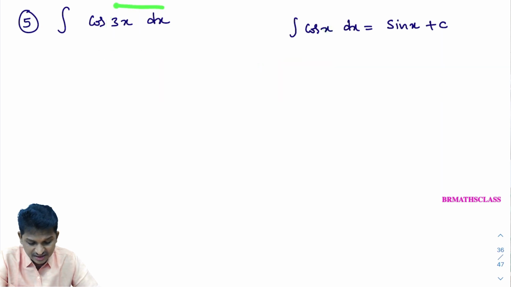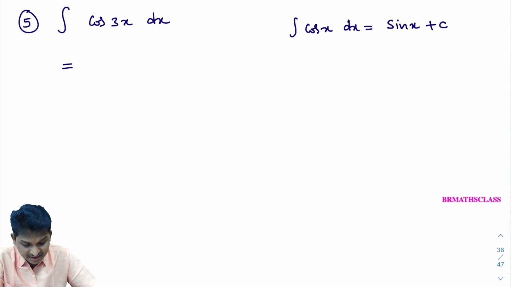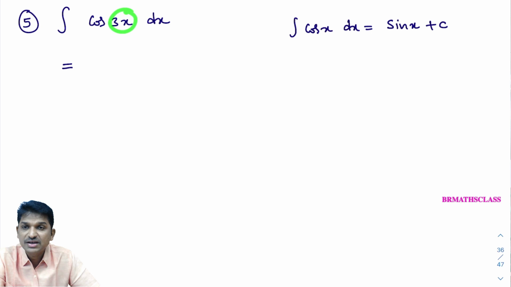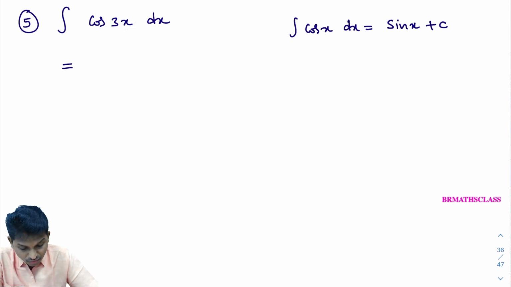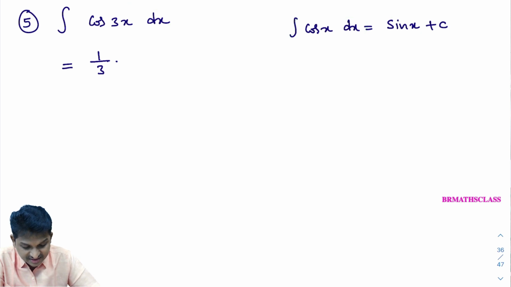What is the tricky thing? To answer this, its answer starts with 1 by x coefficient. What is x coefficient? X coefficient is 3. So, 1 by 3 into, as you know, integral of cos x dx is sin x plus c. Integral of cos 3x dx is 1 by 3 sin 3x plus c. Single line answer.